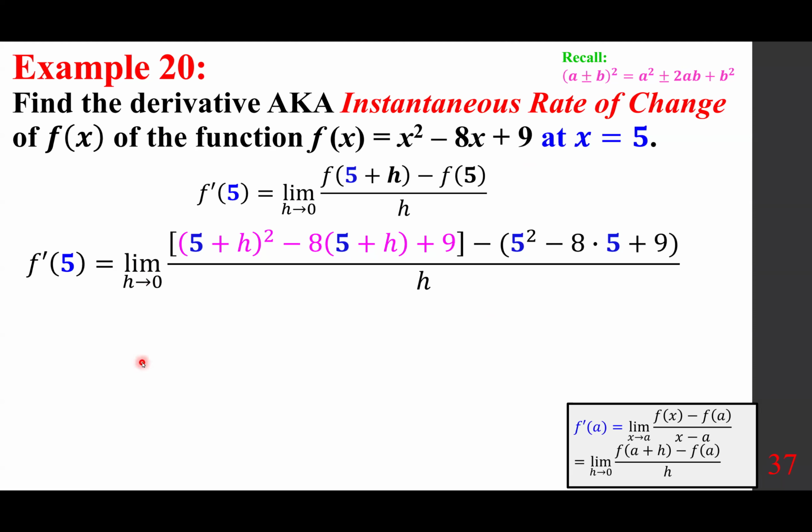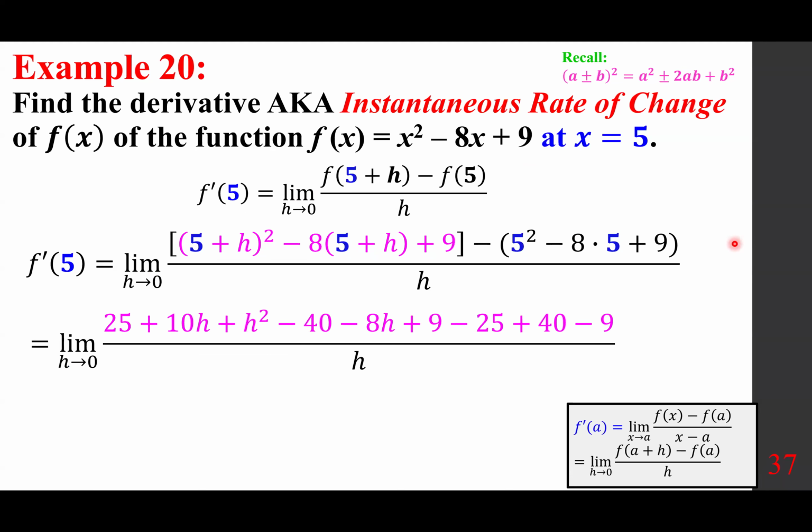So the bottom line is now we are going to simplify the numerator. So I'm going to do that. This one is 25 plus 2 times 5 times h, 10h, plus h squared, minus 8 times 5 is 40, minus 8h, plus 9, minus this is 25, so minus 25. 8 times 5, 40, plus 40, minus 9. Rather than simplify the second parentheses, I figured if I do it this way, I believe it's easier to cancel things out. That's why I'm going to go with that.